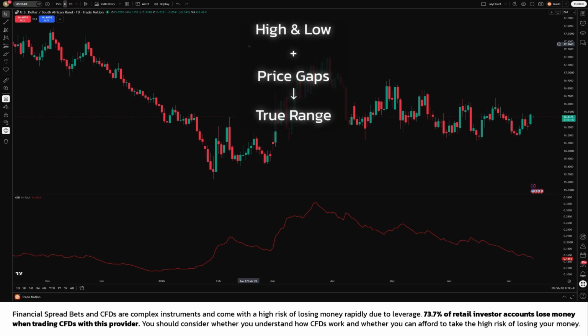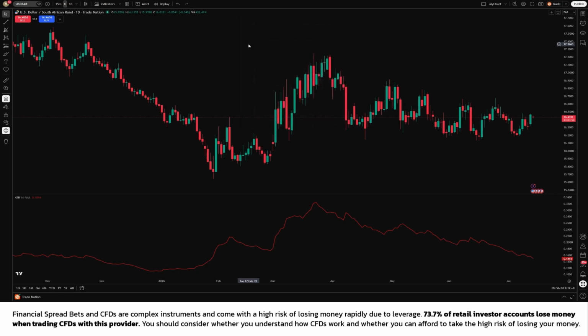This looks at the current high and low, but it also considers gaps from the previous close. That makes average true range useful because it captures more than the size of a single candle. It measures the broader movement between sessions, including situations where price opens away from the previous close.